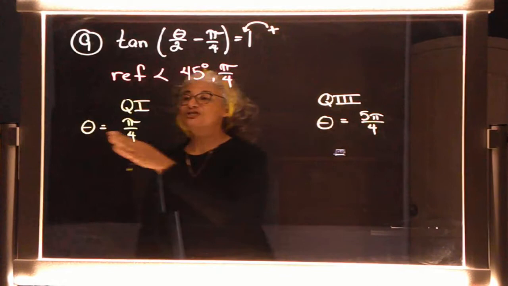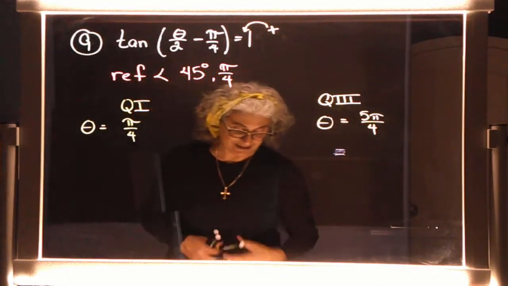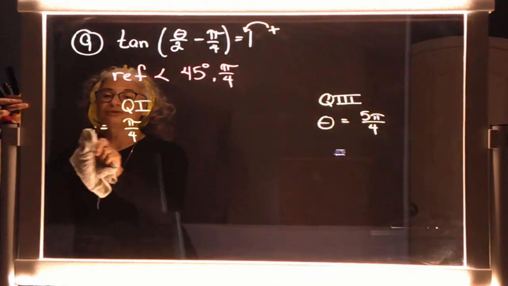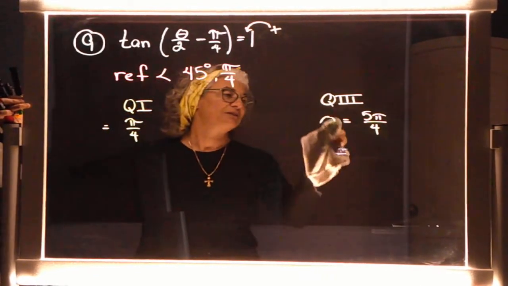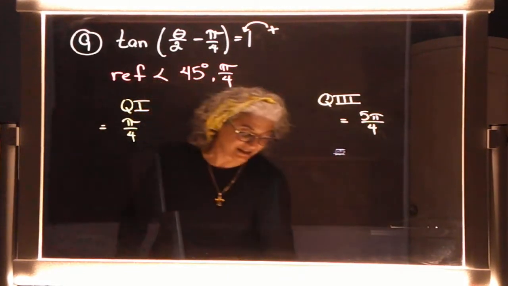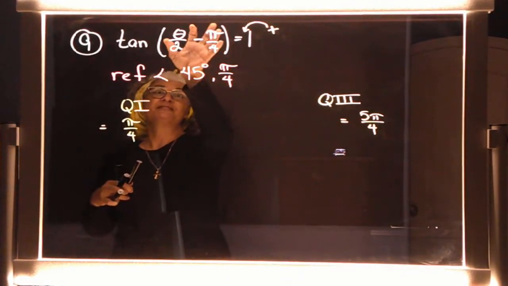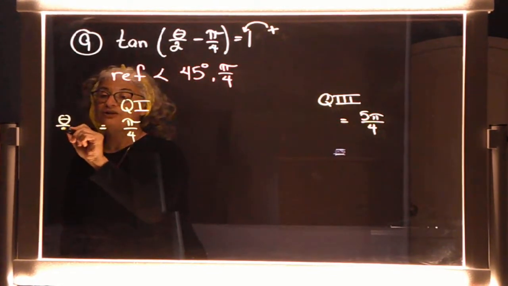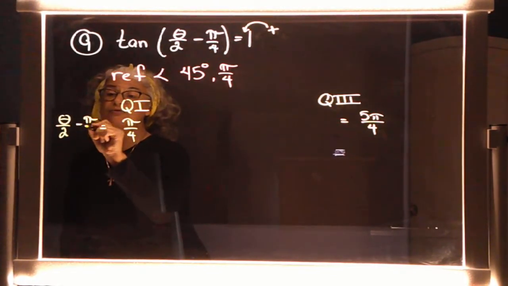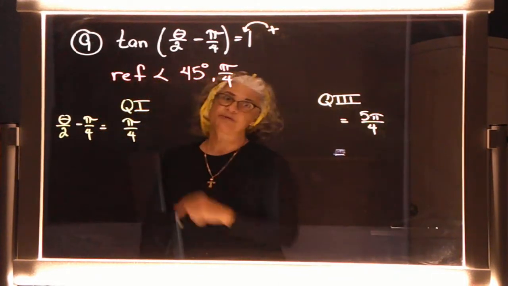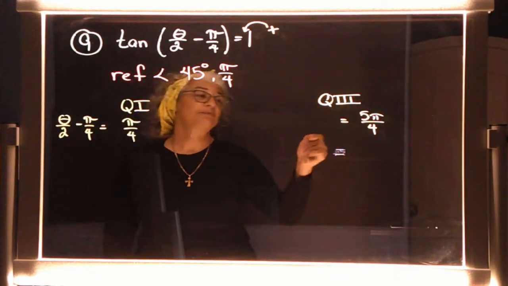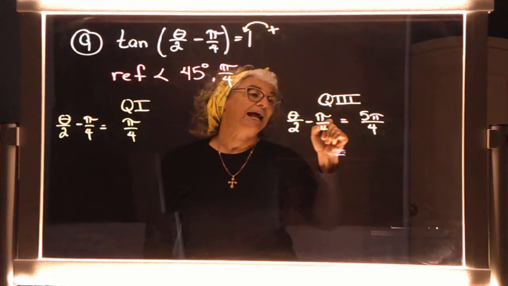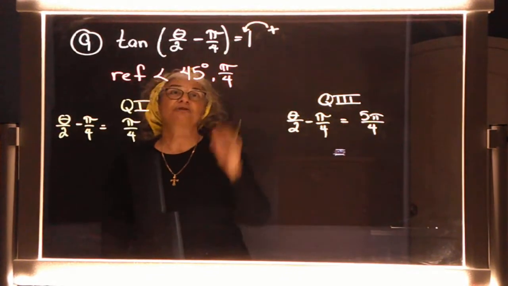But this isn't just theta, is it? No, it's not. So let me get rid of theta here, because your angle isn't theta. According to the problem, this whole thing is the angle. According to the original problem, theta over 2 minus pi over 4 is supposed to be pi over 4. And the same thing over here: theta over 2 minus pi over 4 has to be equal to 5 pi over 4 for this to work.